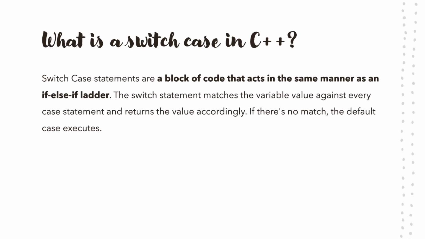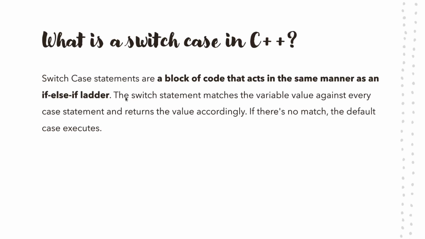So, first of all, what is a switch case in C++? Switch case statements are a block of code that acts in the same manner as an if else, because both are ways to write a conditional statement, right? The switch statement matches the variable value against every case statement and returns the value accordingly. If there is no match, the default case executes. See how clear that definition is. Now let me just explain.